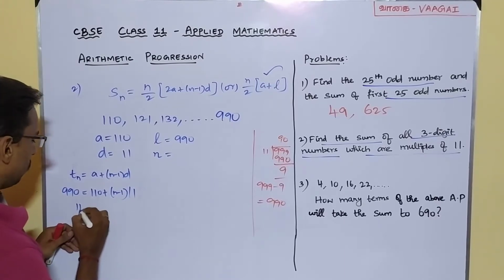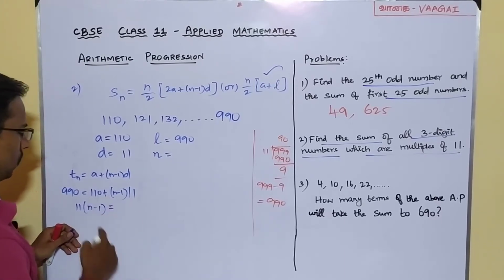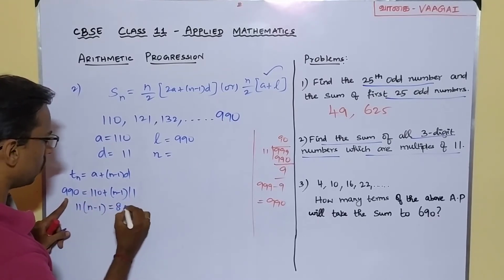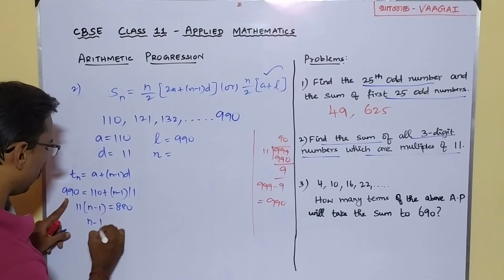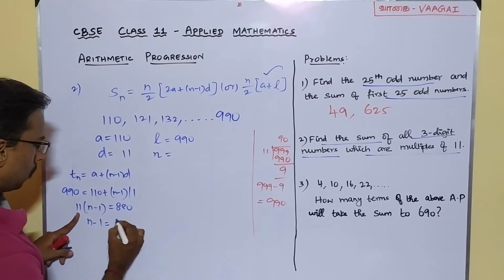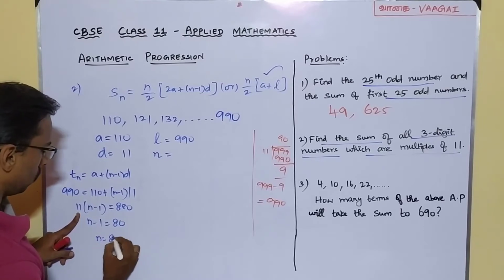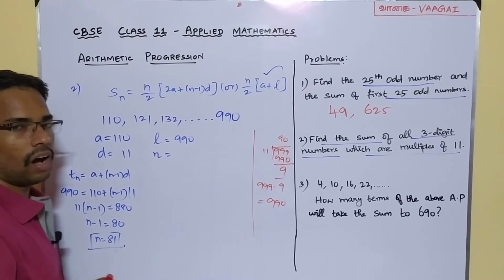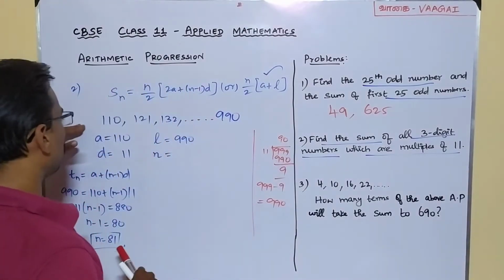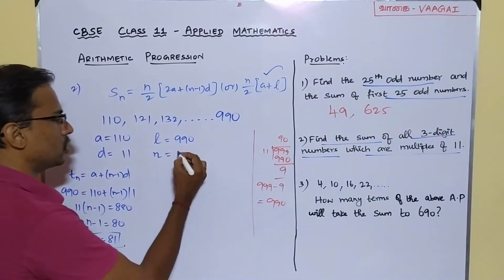So in that case, 11 times n minus 1 will be equal to, I can just bring this one here, 990 minus 110, which gives me 880. So now I will get n minus 1 is equal to 880 by 11, which is exactly 80, and n is equal to 81. Finished. So our value of n is going to be 81. That means there are 81 terms in total here. So we can be very sure of the value of n.